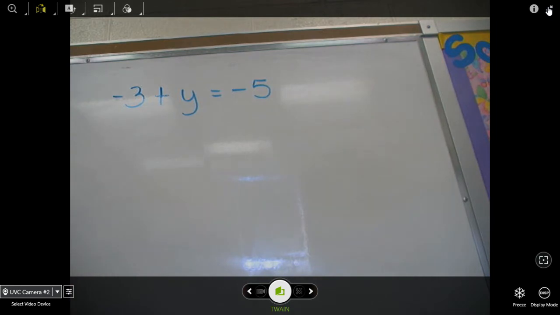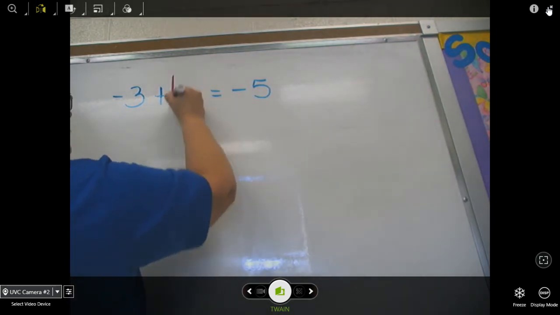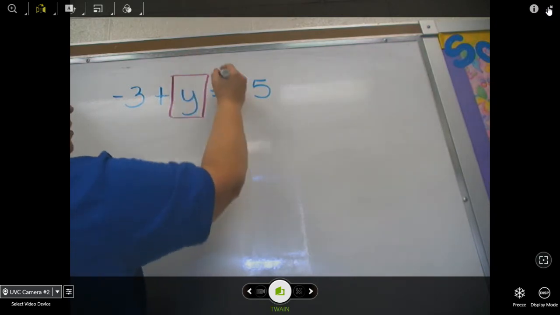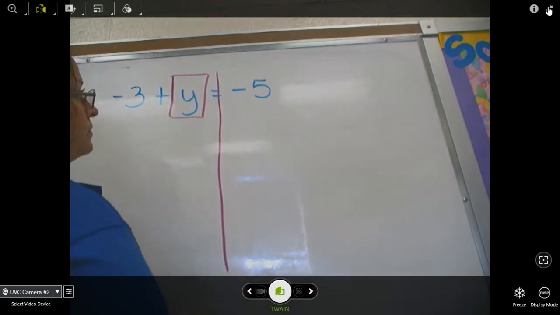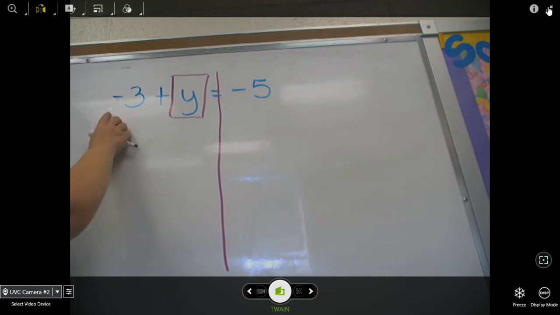Okay, here we go. Again, remember the variable has to be quarantined. So we're boxing the variable. Go ahead and draw your line. All right, now I flipped it up a little bit because I want to show you something. Remember I said if you're subtracting or it's negative. Here it's negative. What's the inverse of negative? Positive. So I'm going to add 3.